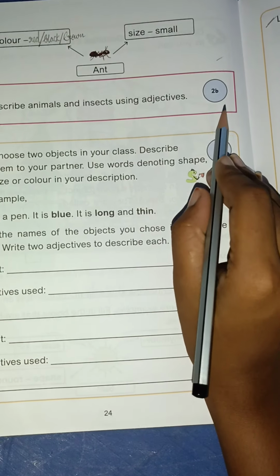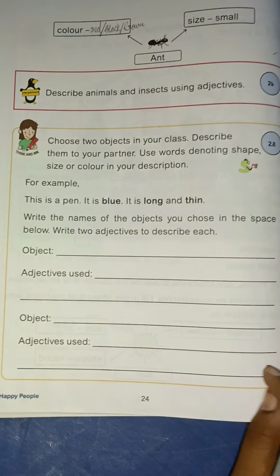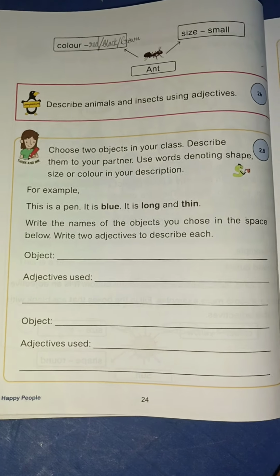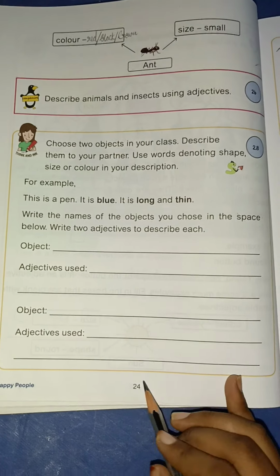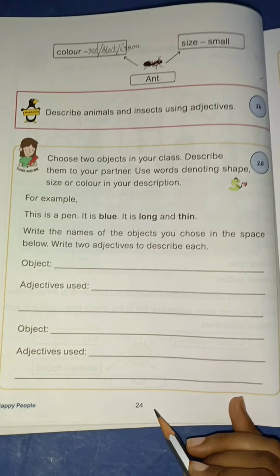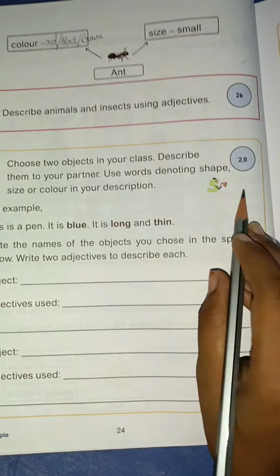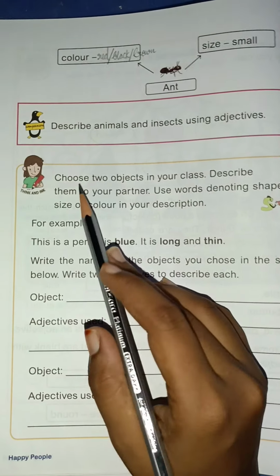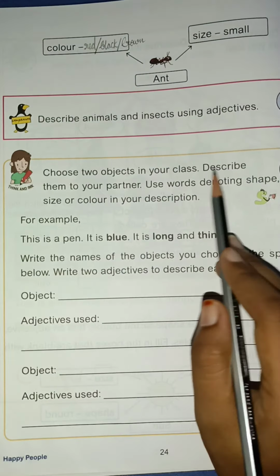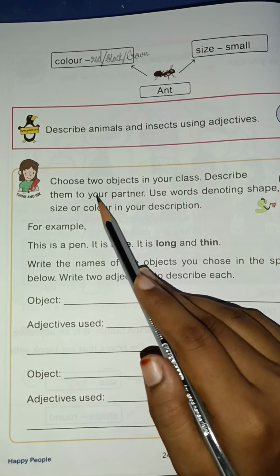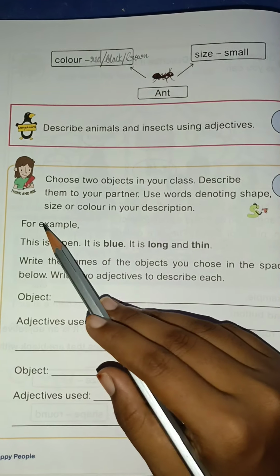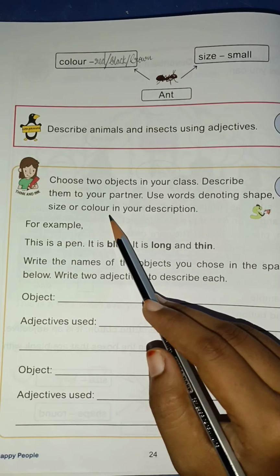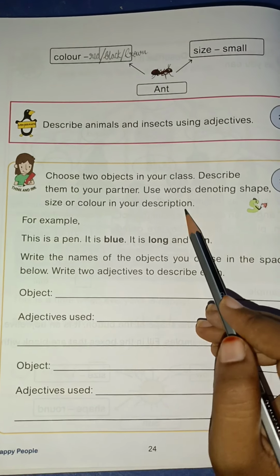In last class we completed 2B companion exercise. Right children, hope you all completed homework also. Today let's continue our topic with page 24 in Studio 2.8. Let's see, choose two objects in your class, describe them to your partner. Use words denoting shape, size or color in your description.